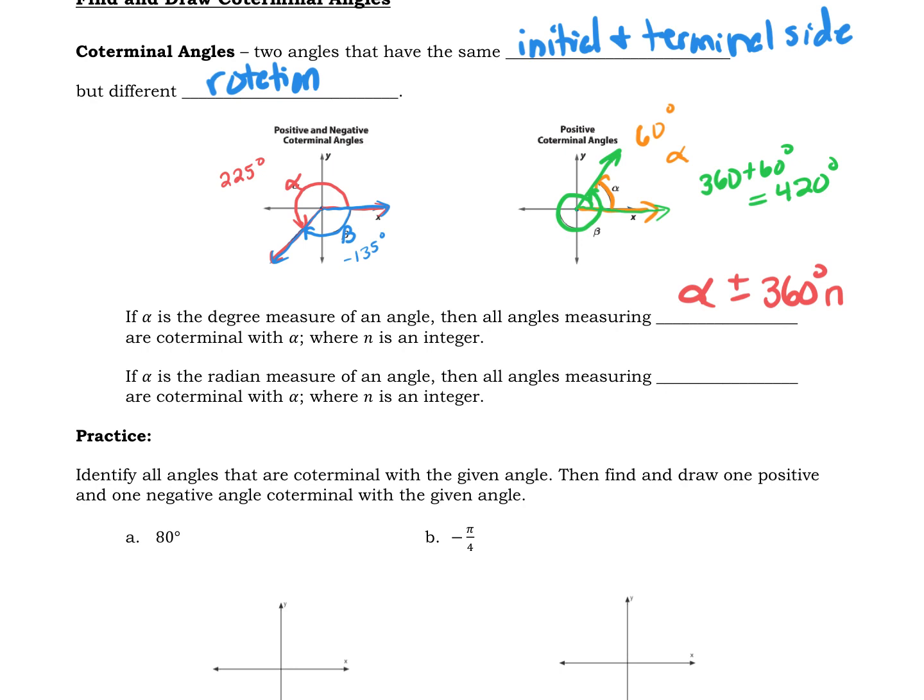Okay, so that's for degree measures. Now notice though, if we're talking radians, sorry, I should highlight this too. If we're talking radians, then that means we're going to take our angle measure and we're going to add or subtract something equivalent to 2 pi. And then we're going to multiply by however many rotations we want to do. Okay? So let's look at some examples of this so that you see what this really means.